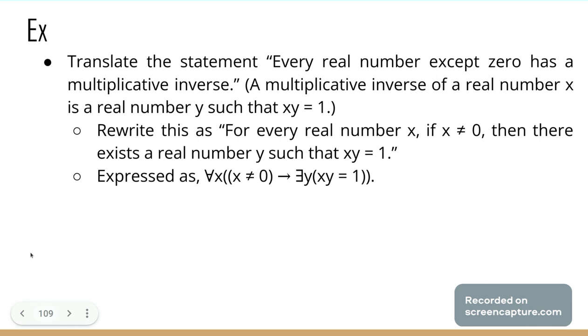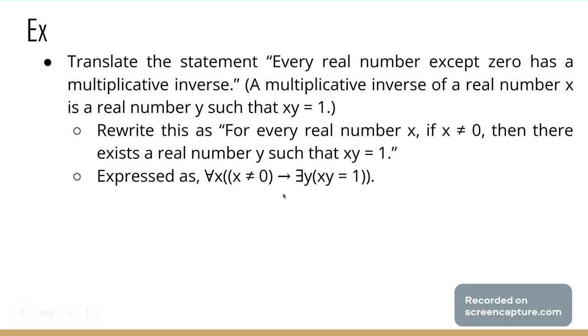Another example: every real number except 0 has a multiplicative inverse. And what is multiplicative inverse? It means that there is a value y such that xy is equal to 1. We already know that the range is real numbers except 0. So in effect what we are saying is for every real number x, if x is not equal to 0, it implies that xy is equal to 1. And it can be written as for all x, x not equal to 0 implies there exists a y such that xy is equal to 1.